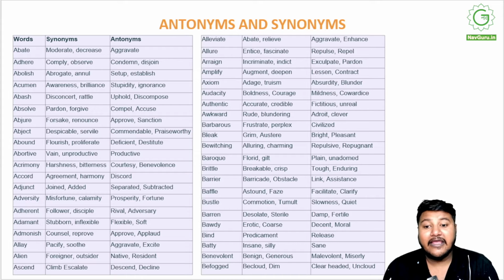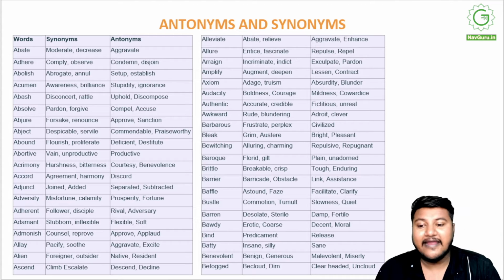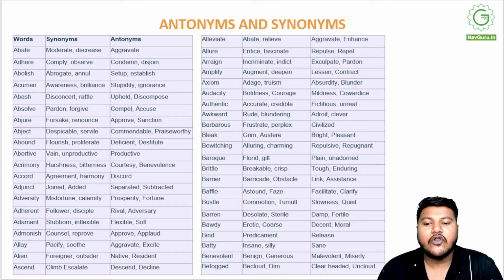Adamant means stubborn, inflexible, while its opposite would be flexible and soft. Admonish, counsel and reprove, while opposite would be approve and applaud. Allay means to pacify or soothe, while its opposite would be aggravate and excite. Alien means a foreigner or an outsider, while its antonym would be native or resident.